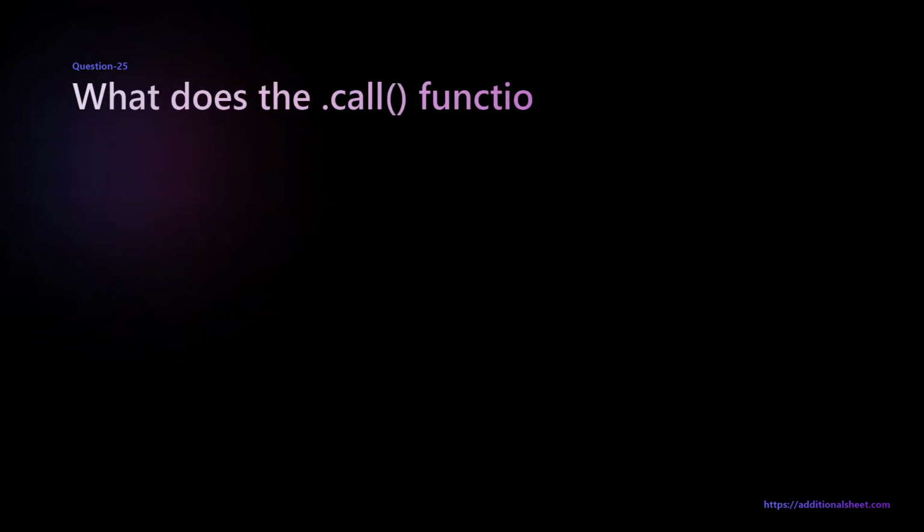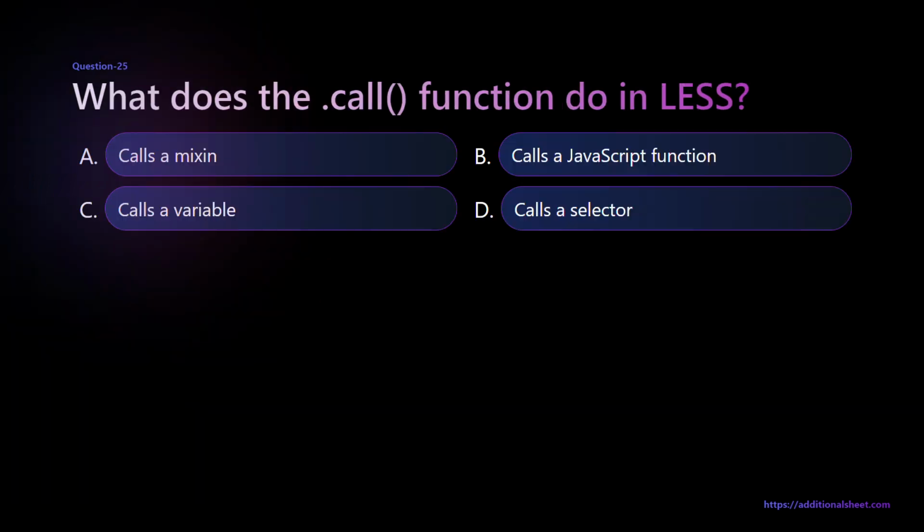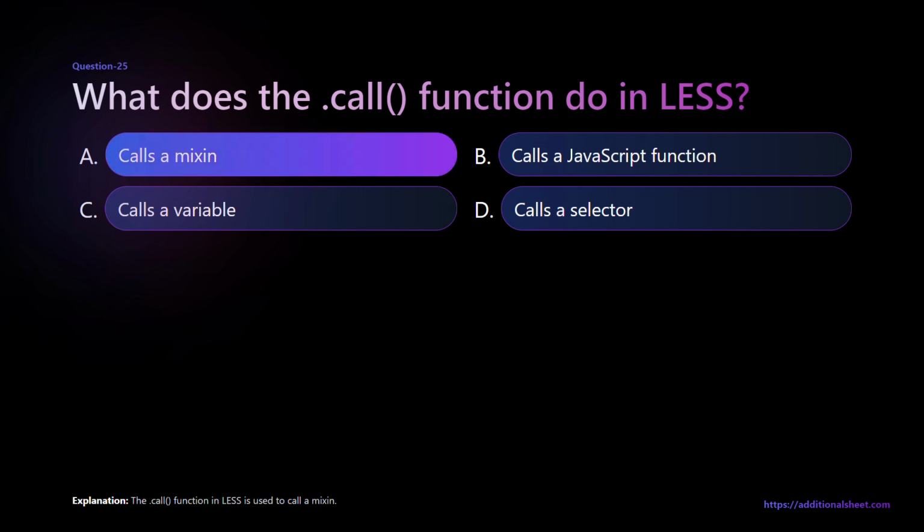What does the call function do in Less? Option A, calls a mixin. Option B, calls a JavaScript function. Option C, calls a variable. Option D, calls a selector. The correct answer is option A, calls a mixin.